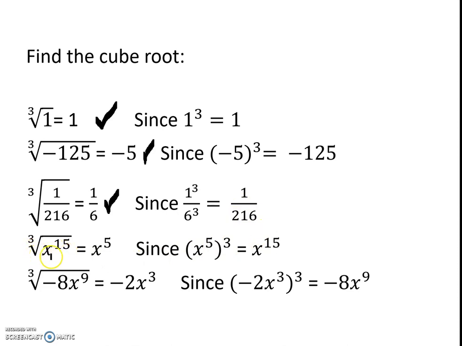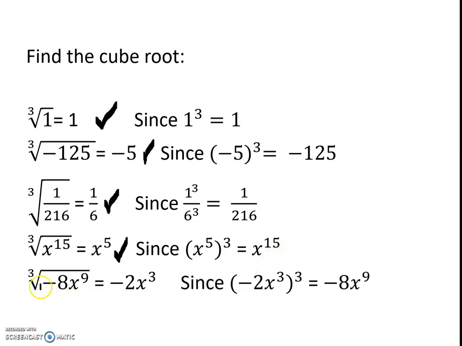Again, cube root of x to the 15th, we take that 15th power and divide it by 3, and we find the answer to be x to the 5th. We check our answer, we can do x to the 5th cubed, and we get back to our x to the 15th.